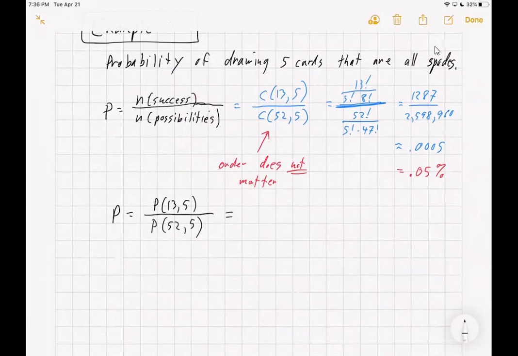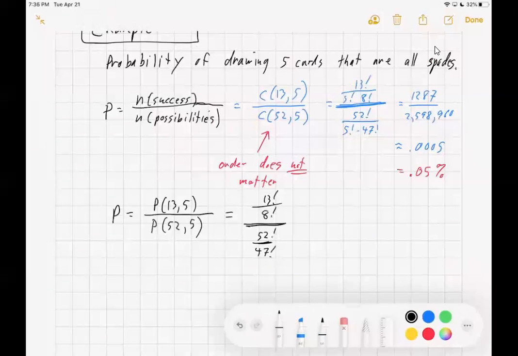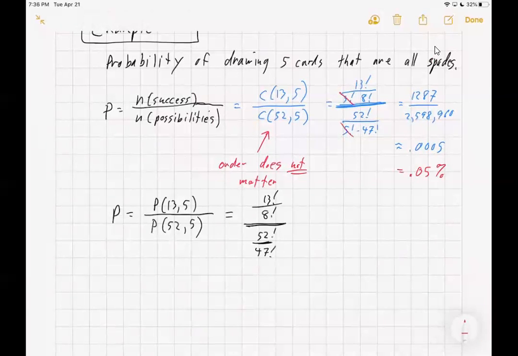When you look at that, I would need to write that as 13 factorial over 8 factorial divided by 52 factorial over 47 factorial. Will that give me the same answer? And the answer is yes. Thank goodness, because Mr. Owen couldn't have been wrong. It would have been disheartening to you if he was.